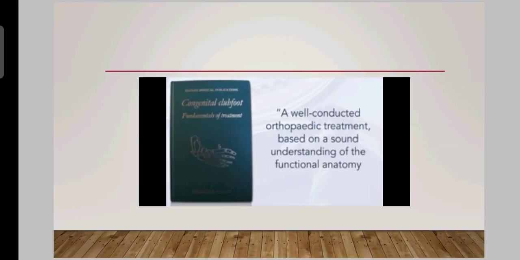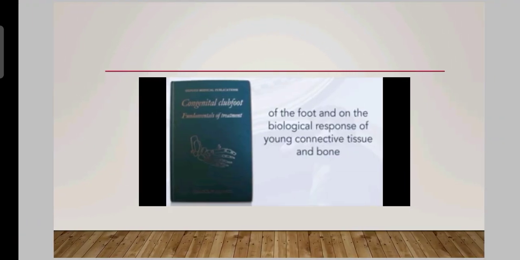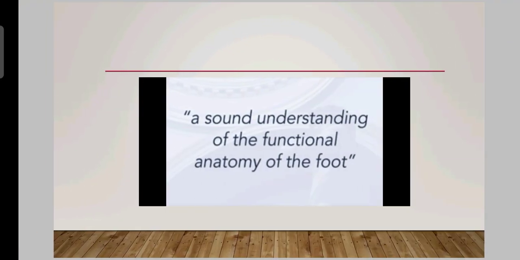According to Dr. Ponseti, in his book Congenital Clubfoot: Fundamentals of Treatment, he quotes that a well-conducted orthopedic treatment based on a sound understanding of the functional anatomy of the foot and on the biological response of the young connective tissue and the bone can gradually reduce or almost eliminate these deformities in most clubfeet. A sound understanding of the functional anatomy of the foot is necessary to learn the treatment of clubfoot.